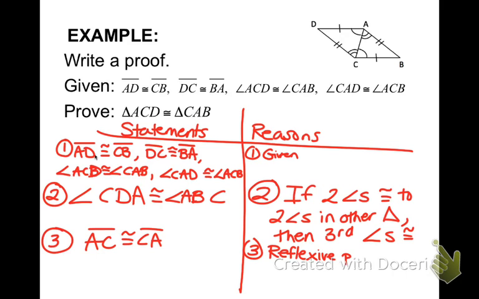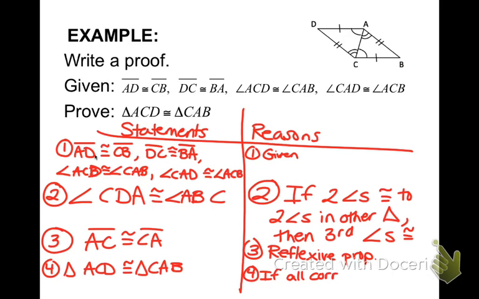What's an example of the transitive property again? If A equals B and B equals C, then A equals C. Okay, so my last line should always be what? The actual prove line. So line 4 should say triangle ACD is congruent to triangle CAB. Right now our reasoning is if all corresponding parts are congruent, then figures are congruent.